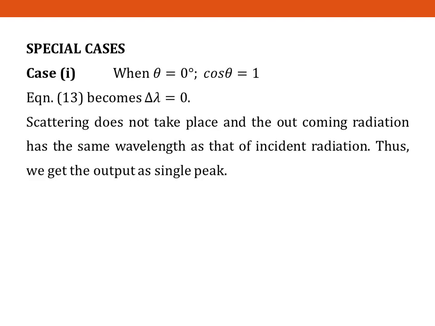We now go in for some special cases where we substitute various values for the scattering angle theta and find what the Compton shift is. In the first case, we substitute theta to be equal to 0. Therefore, cos theta or cos 0 is equal to 1, making the Compton shift equal to 0. This clearly implies that scattering had never occurred and that the outcoming radiation has the same wavelength as that of the incident radiation. Therefore, at the output, we obtain just a single peak.